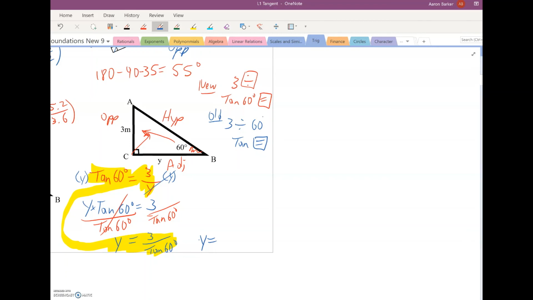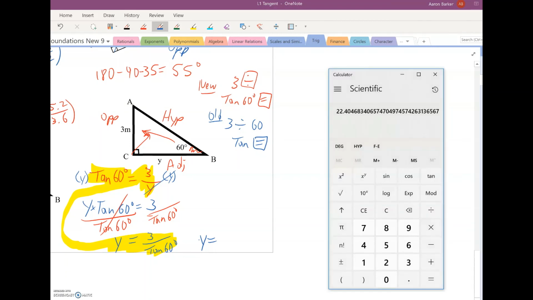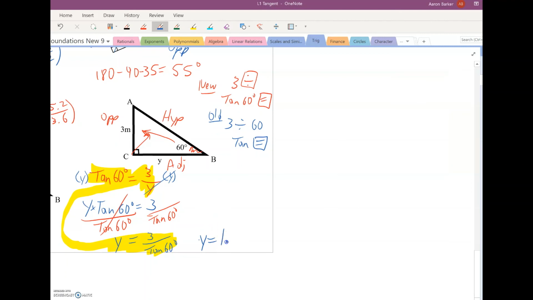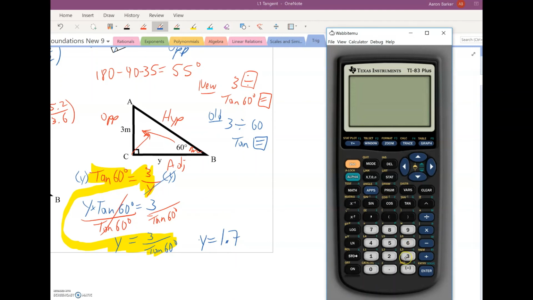Okay, so let's practice this. I'll show you the old school first. 3 divided by 60 tangent. Now that's only tan 60, so now I press equals to do the actual division. And the side length is 1.7. Now try it on the new calculator. So we go, turn it on, clear, 3 divided by tan 60. I don't have to have my closing bracket, but it's good practice. Then I press equals, 1.7 as well.